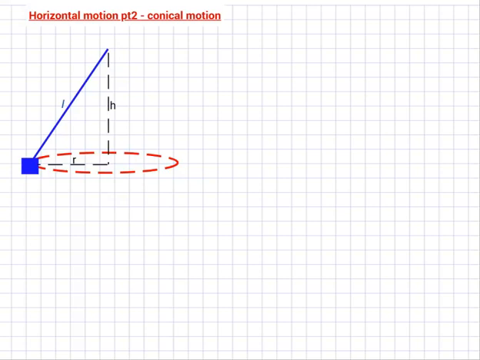Okay, so we're going to look at further horizontal motion questions. This time we're going to look at where it's not on a flat surface where the center is on that flat surface, or indeed if it's in the air, but the whole idea where you've got the motion swinging around in a horizontal circle. Everything is in that horizontal plane.